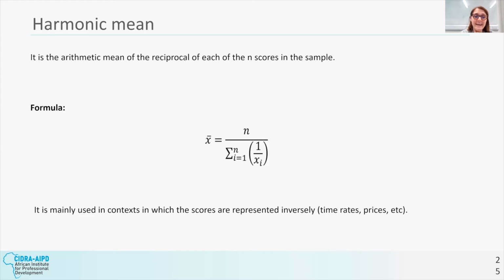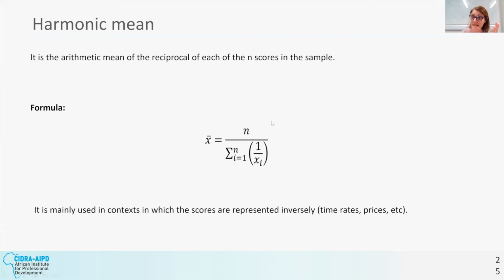harmonic mean. The harmonic mean is the arithmetic mean of the reciprocal of each of the n scores in the sample. As you can see, here we don't have xi, we have 1 over xi. This is the inverse, the reciprocal of the observation xi. And we will have n at the numerator instead of at the denominator in this case. In general, harmonic means are used in situations in which the scores are represented inversely, for example time rates, prices, etc.